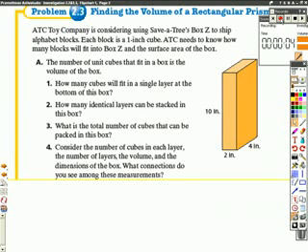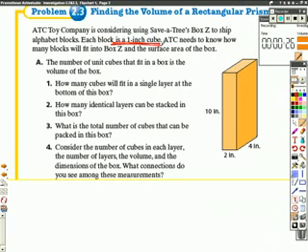Investigation 2.3, filling and wrapping, finding the volume of a rectangular prism. What we have is the ATC toy company is considering using Sabertree's Box Z to ship alphabet blocks. Each block is a 1-inch cube. So we're going to underline that because that's important. So each block is a 1-inch cube.